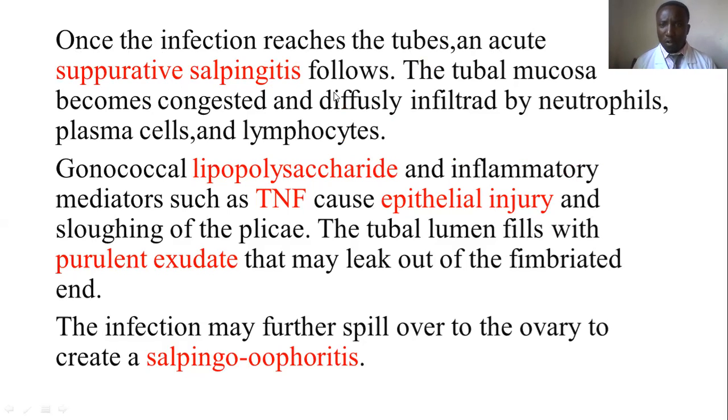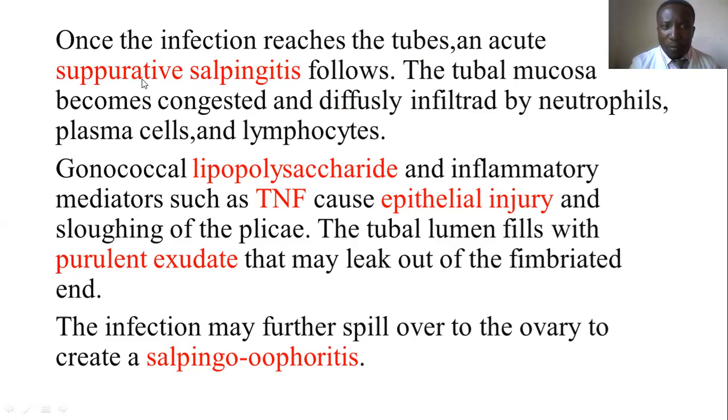An acute, you know the meaning of acute. Then itis, the other suffix itis, meaning that there's inflammation. Suppurative means formation of pus. Then salpingitis means inflammation of the fallopian tubes. That is, inflammation of the fallopian tubes is referred to as salpingitis.